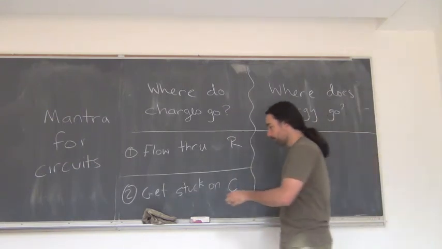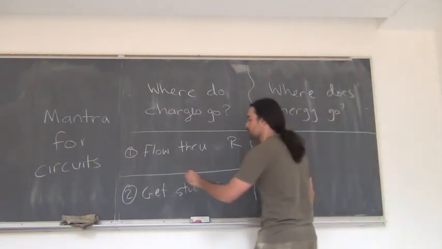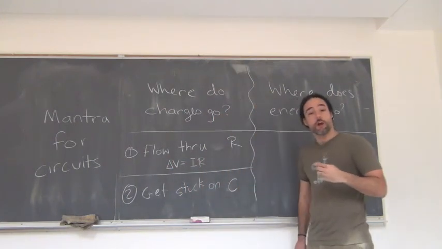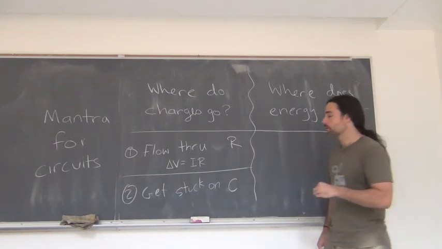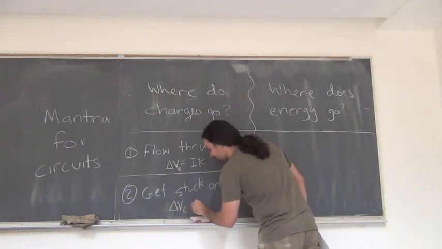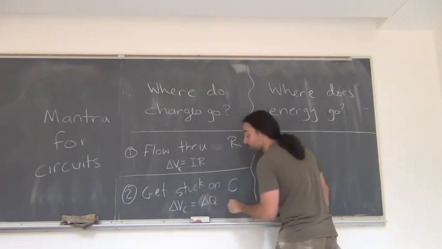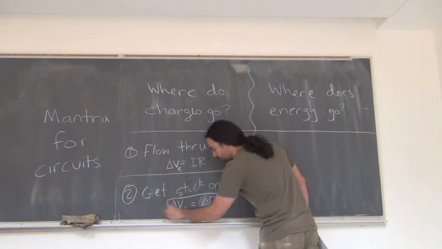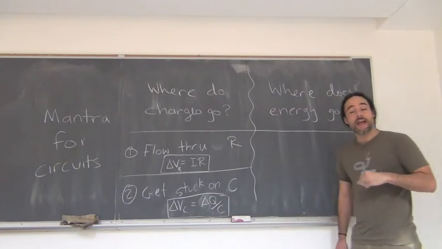This is why, if I look at the voltage drop across a resistor, it depends on the current, which is the flow of charge, not the actual amount of charge. However, if I look at the voltage drop across a capacitor, that's equal to the charge on the capacitor, how much charge gets put on the capacitor, I'll call it delta Q, divided by the capacitance of the capacitor. So in this case, we are looking at the actual charge.